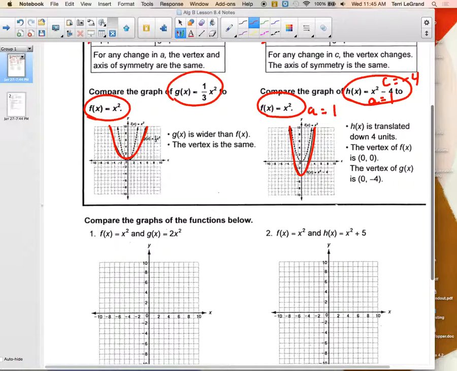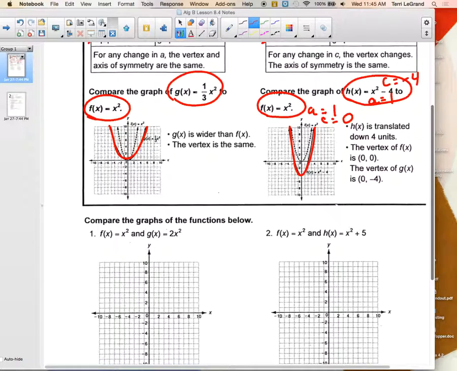-4. What's the c value for this one? 0. So what happened? It had to move up. Is c greater than 0? No, c got less than 0, so it moves it down. So the y-intercept actually moves down, which then also moves the vertex down.